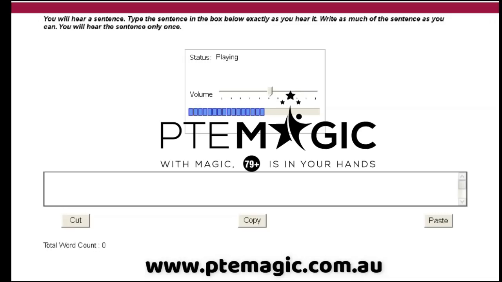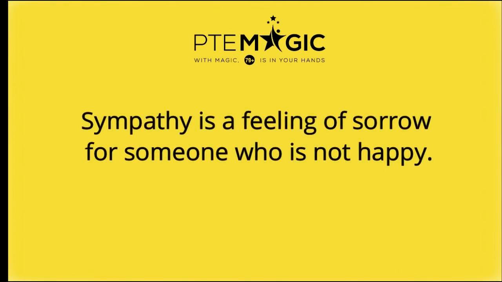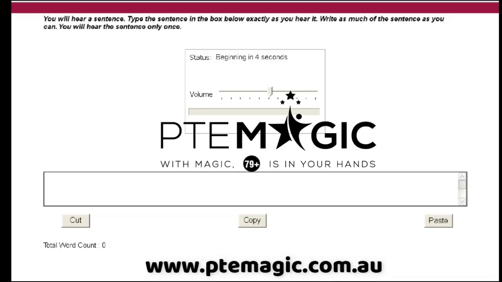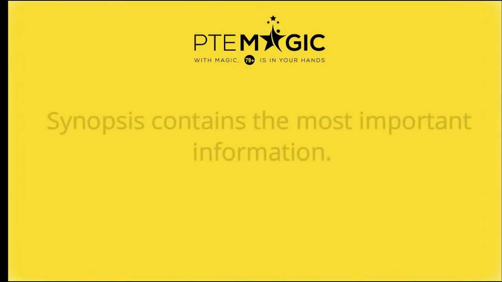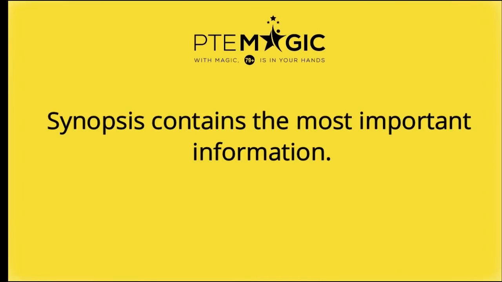Sympathy is a feeling of sorrow for someone who is not happy. Synopsis contains the most important information.